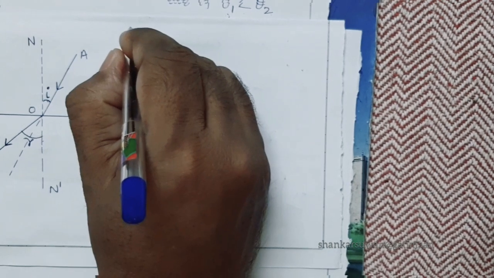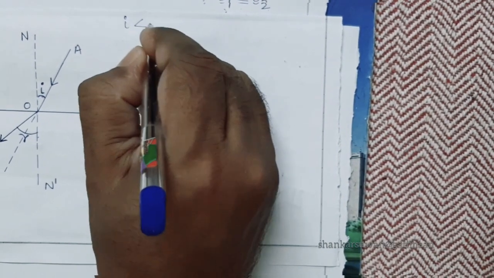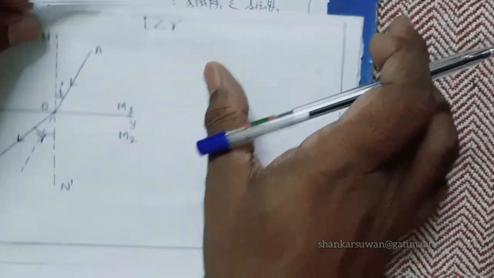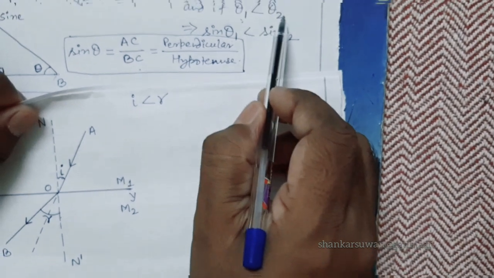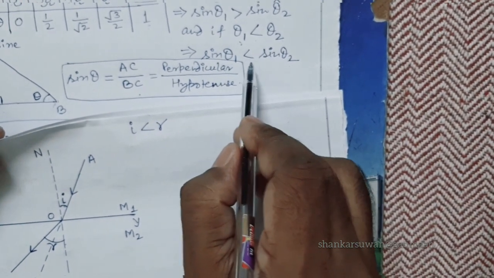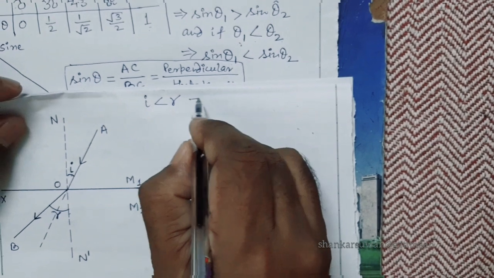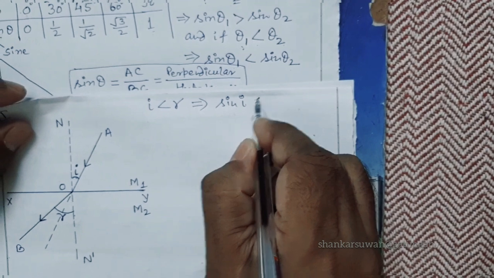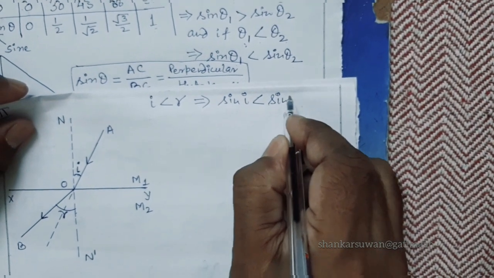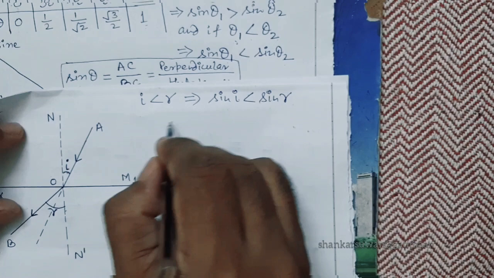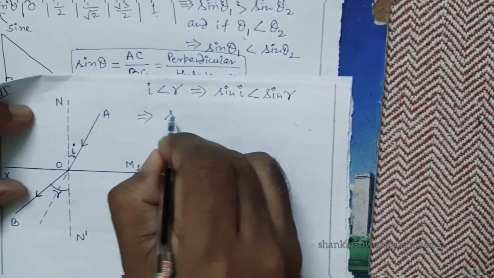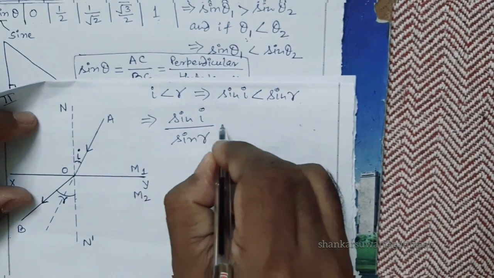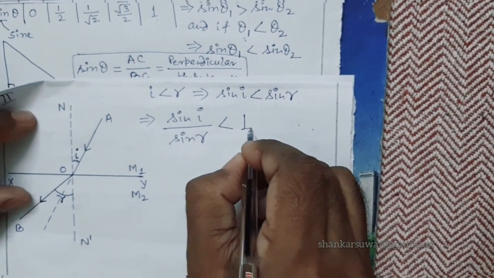Now, in this case, I is less than R. This means that if theta 1 is less than theta 2, then sin theta 1 is less than sin theta 2, which implies that sin I is less than sin R. Or in other words, we can say sin I upon sin R is less than 1.